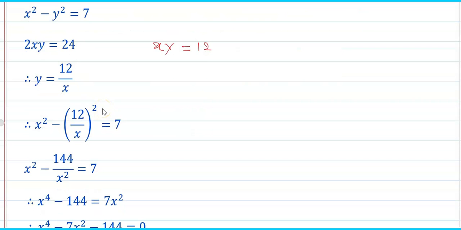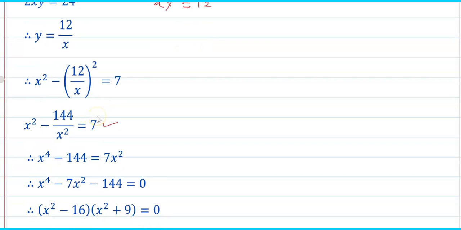ती y ची व्हॅल्यू, that x square minus 12 upon x bracket square is equals to 7. Therefore x square 12 upon x bracket square means what? 144 upon x square is equals to 7. Multiply on both sides by x square. Okay, याला x square ने आपण multiply करणार. Then what you will get?